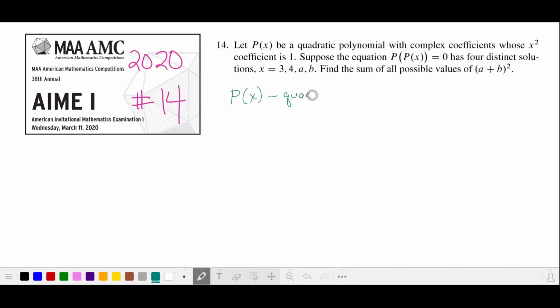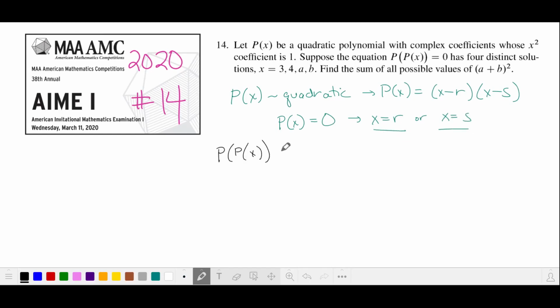Since p of x is a quadratic, it can be factored as x minus r and x minus s. So when p of x is equal to 0, we have x equals r or x equals s as the solutions. So when p of x is equal to 0, we have p of x is equal to r or p of x is equal to s.